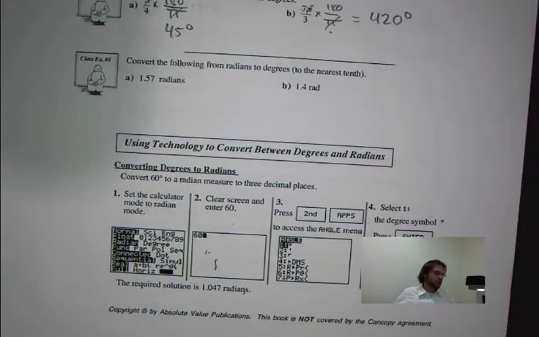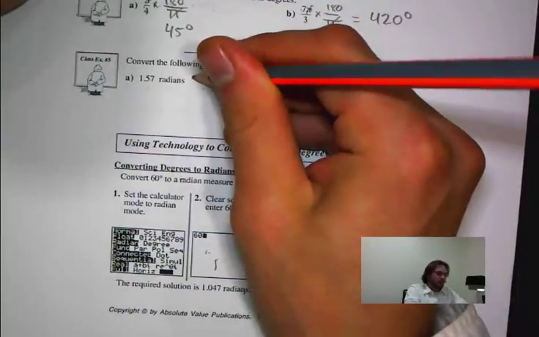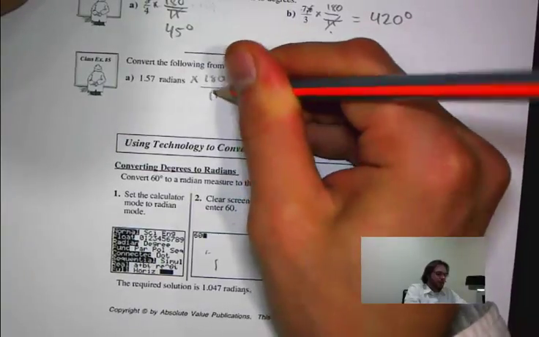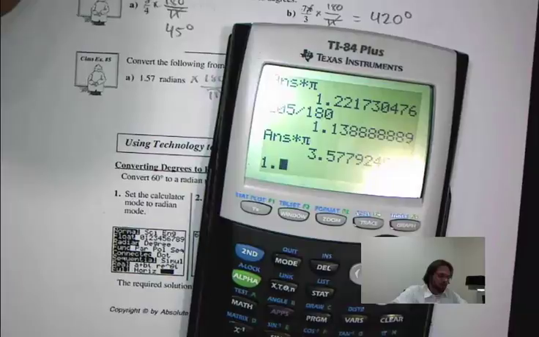Okay? The next one says, convert the following from radians to degrees to the nearest tenth. So we want degrees to the nearest tenth. If I have 1.57 radians, well, that's in terms of pi. So I have to multiply by 180 and divide by pi. We'll try and get rid of the pi's. So I go 1.57, multiply by 180, and then I'm going to divide by pi.